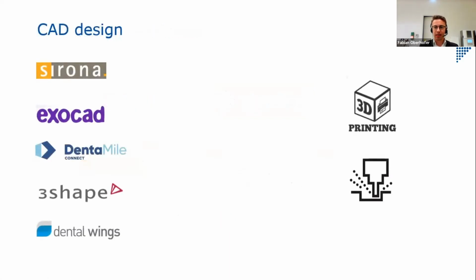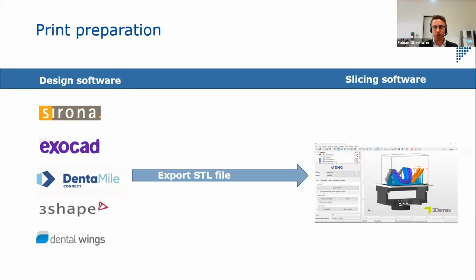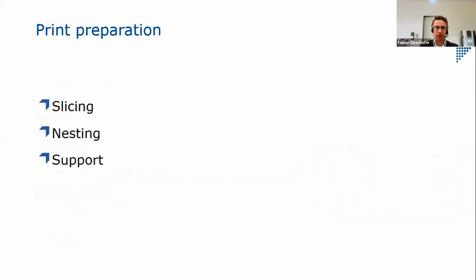When you're finished with designing, you have to print it, or in some other cases you can even mill your restoration or your splint, whatever you have designed. Today we are talking about the printing, and this is the next workflow step. Before you can print your restoration, you have to prepare it. So first you export an STL file again out of your design software and put it in your slicing software. This slicing software is a special software for 3D printing, in which you need different steps so that you can print your object. These steps are the slicing, the nesting, and the supporting of your object.